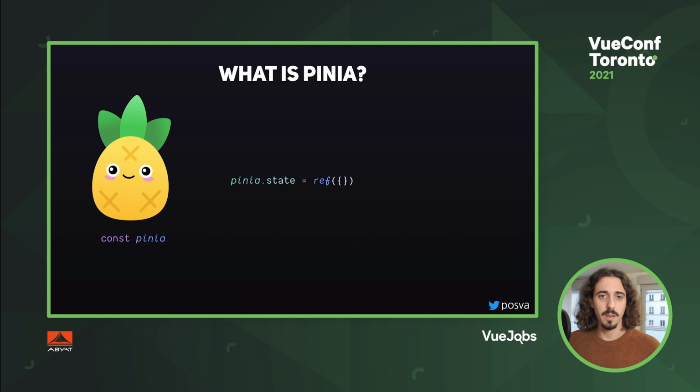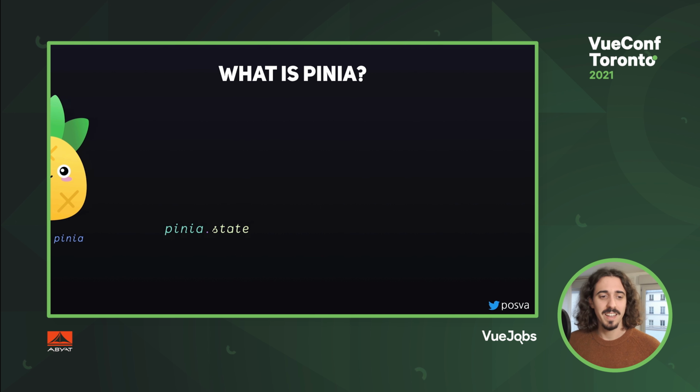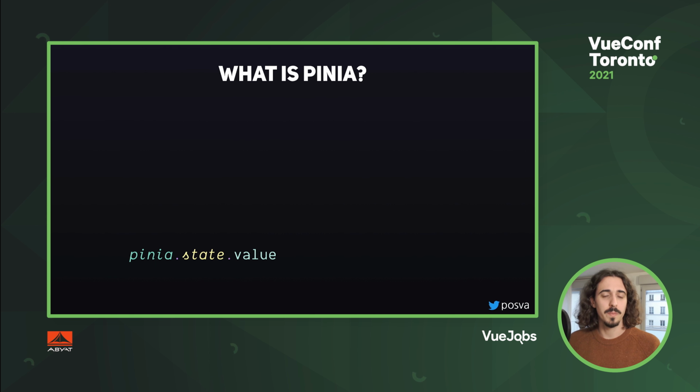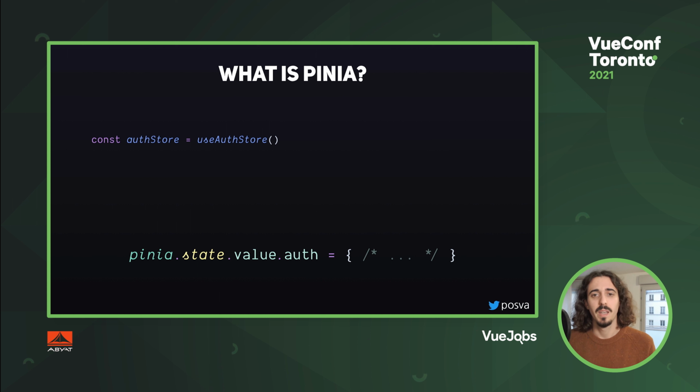So Pinia actually holds a state property that is a ref of an empty object when you create it. And then as soon as you start calling defineStore for the first time, it gets populated with whatever state you define. So for example, if we have a useAuth store function from a defineStore that we created somewhere, and we call that inside a component, the first time it gets called it is going to add an object to pinia.state.value.auth. Another example, we call another store, this one a cart one, and it's going to do the exact same thing. It's going to add a cart property to the state with the empty, or rather pre-filled state that you want.